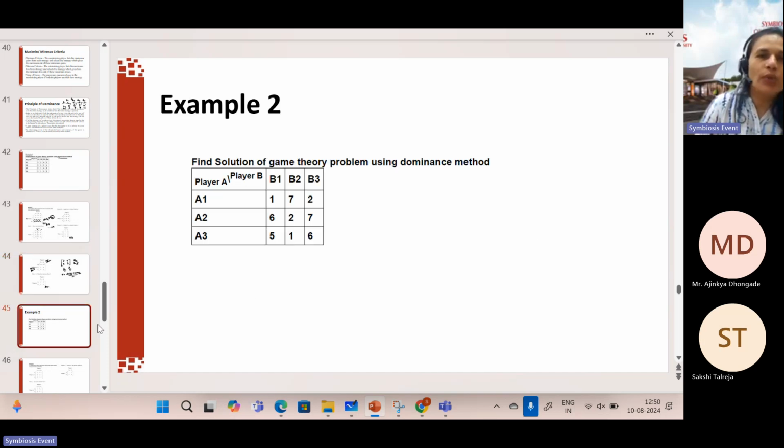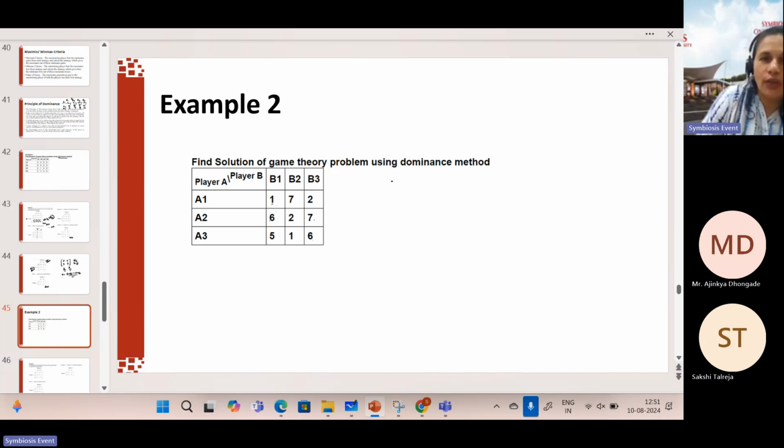Let's see one more question to concretize the concept of dominance. 1, 7, 2; 6, 2, 7; 5, 1, 6. 6 is greater but 2 is not, so I cannot compare A1 and A2. 5 is greater, 1 is not, so you can't compare row wise. Now let's see column wise. 7 is greater than 2, but 1 is not. 2 is greater than 1, 7 is greater than 6, and 6 is greater than 5.